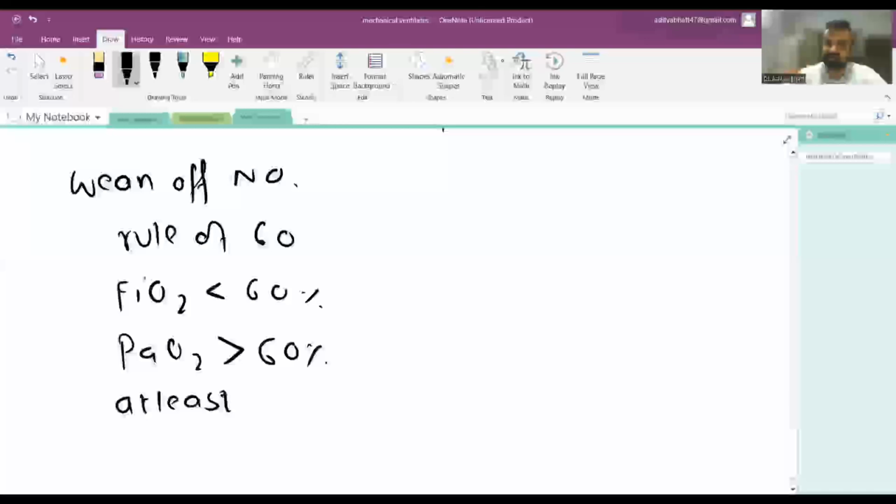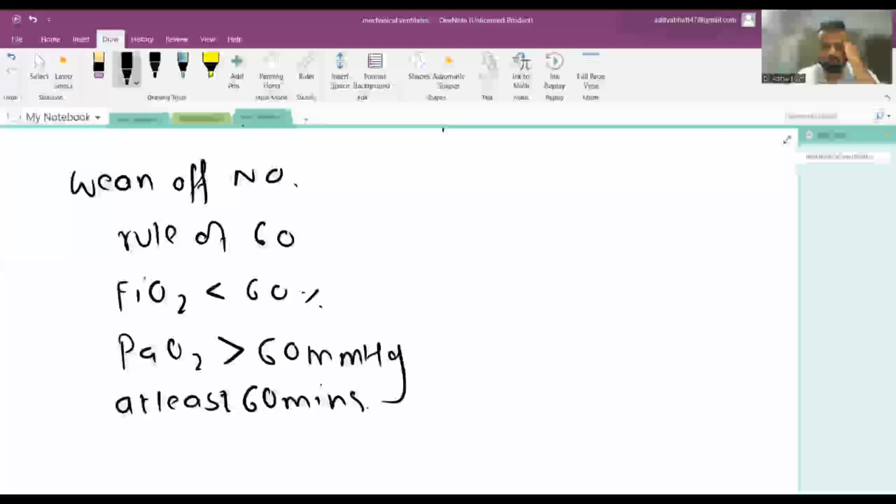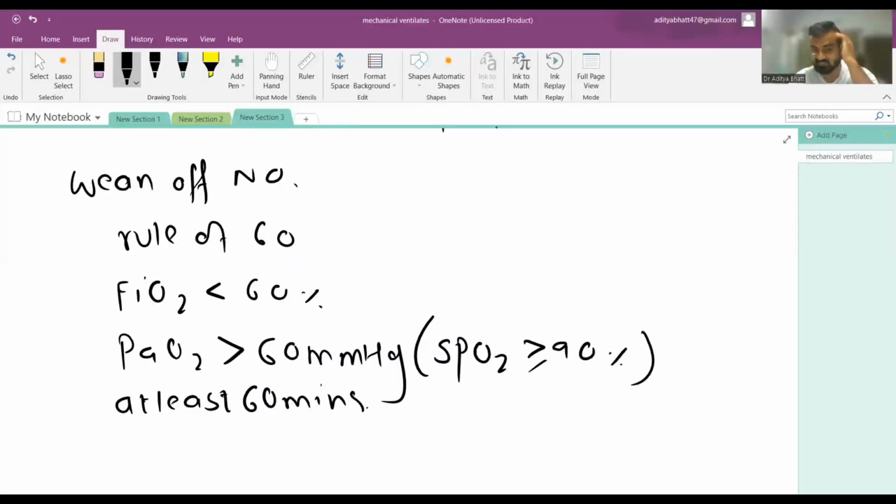When you lessen the FiO2 to less than 60, the PaO2 should be more than 60 millimeters of mercury for at least 1 hour, or 60 minutes. So this is the rule of 60, 60, 60, 60, and this is very, very important. PaO2 more than 60 is actually SpO2 more than or equal to 90 in the post-ductal circulation. So when the SpO2 is maintained above 90 below an FiO2 of 60% for at least 60 minutes, then when you do not have PaO2, you can take SpO2 as a surrogate. This is very, very important.